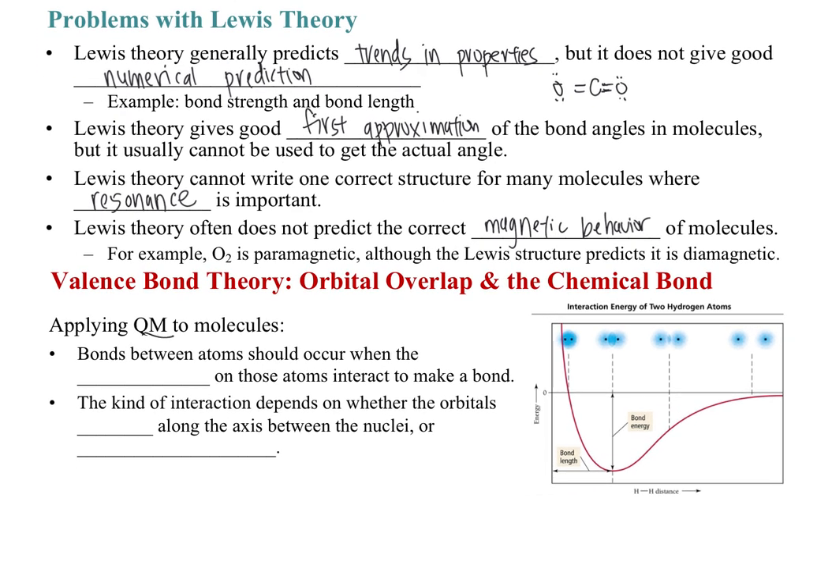quantum mechanics. The gist of valence bond theory is that bonds are going to form when the orbitals on the atoms overlap or interact. The interaction will depend on what kind of overlap we have. Do we have direct overlap like what I have here with our hydrogen atom, where the s orbitals are overlapping directly on an axis, or do we have something aligning outside the axis? I'll show you what that looks like in a bit.